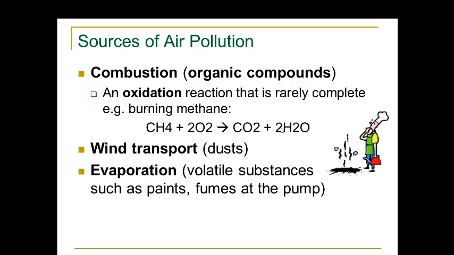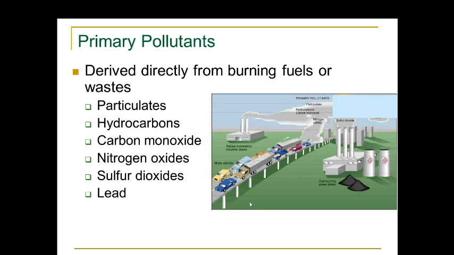There's wind transport, that's your dust storms. There's also evaporation. Volatile substances like paints or gas, when they evaporate, that results in a type of air pollution. So primary pollutants are derived directly from burning fuels or wastes. They include particulates, hydrocarbons, carbon monoxide, nitrogen oxides, sulfur dioxides, and lead.